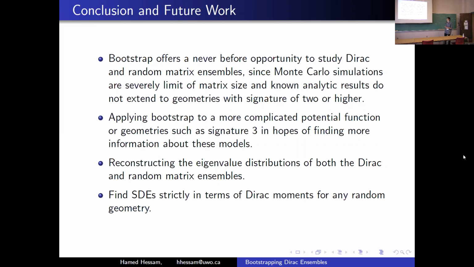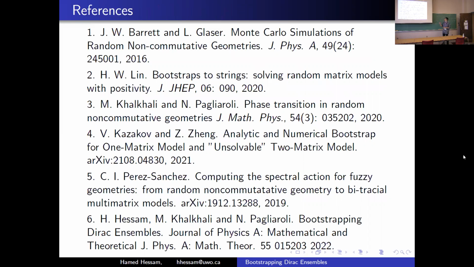And yeah, we want to find the SDEs. I mean, the Schwinger-Dyson equation strictly in terms of the Dirac moments for any random geometry and Dirac ensembles, because we have the Schwinger-Dyson equation just in terms of H, but it's very good to have the Schwinger-Dyson just in terms of D. But yeah, we couldn't get it so far. But yeah, we will try it. And that's it. And these are good references for this talk, Barrett and Glaser.